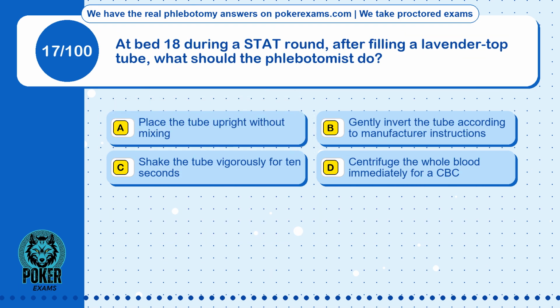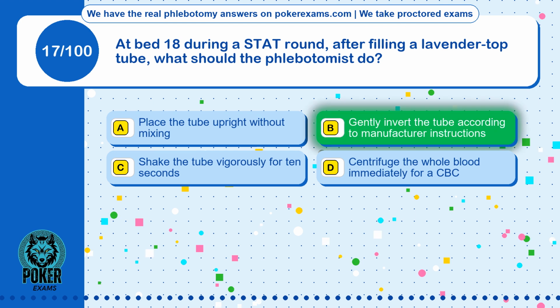Question 17. At bed 18 during a stat round, after filling a lavender top tube, what should the phlebotomist do? Option A, place the tube upright without mixing. Option B, gently invert the tube according to manufacturer instructions. Option C, shake the tube vigorously for 10 seconds. Option D, centrifuge the whole blood immediately for a CBC.